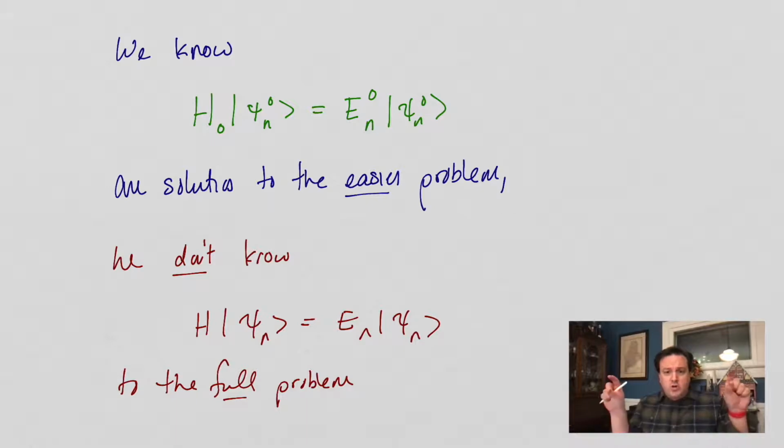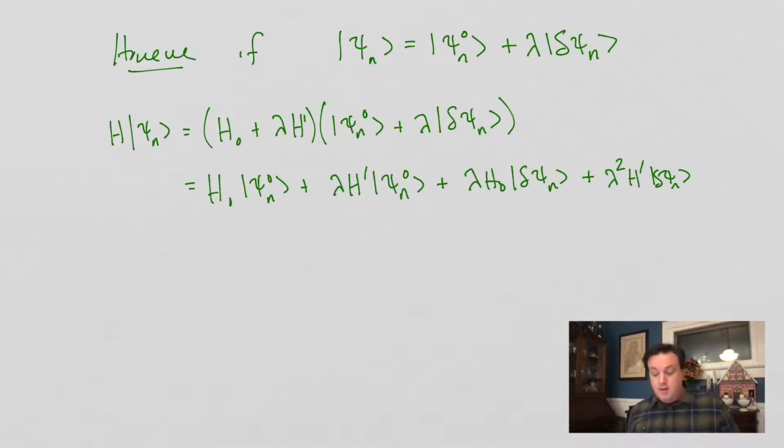Okay, so I know the green line. I don't know the red line, but I'm not going to let it bother me because I'm going to now define things that are pushed away from my unperturbed solution. So for every psi n, which is a solution to the full Hamiltonian, I'm going to say that's just some psi n naught, some solution to the unperturbed Hamiltonian, plus lambda, which is going to keep track of orders of perturbation theory, times delta psi n. How different are you from the unperturbed solution?